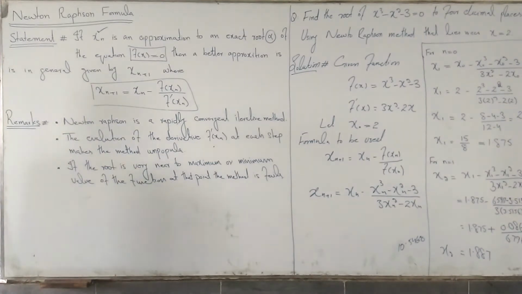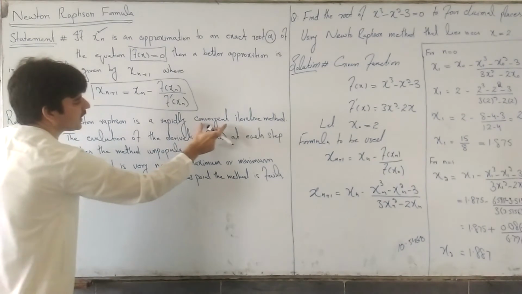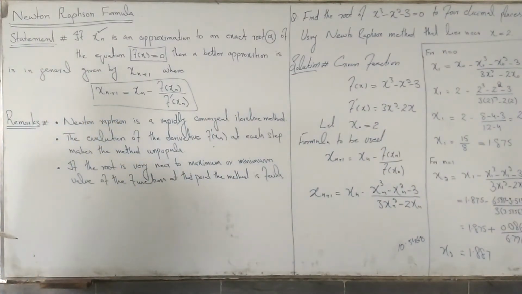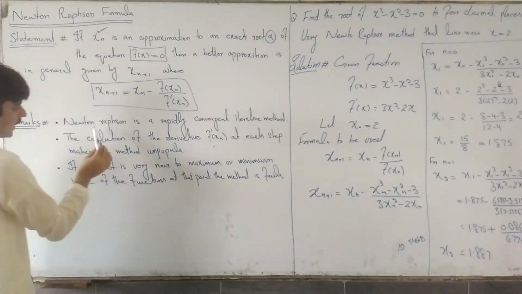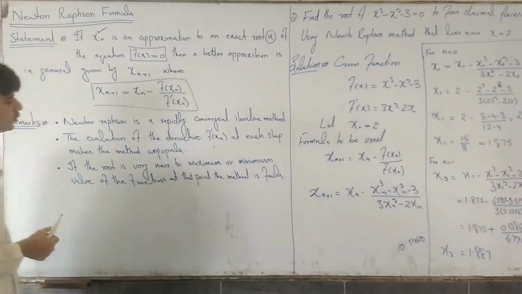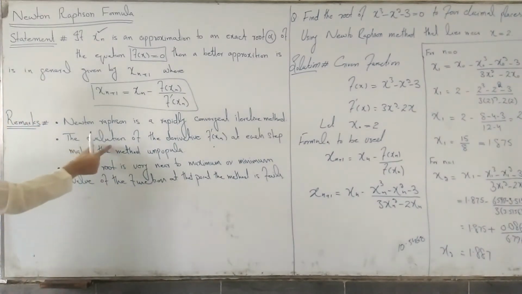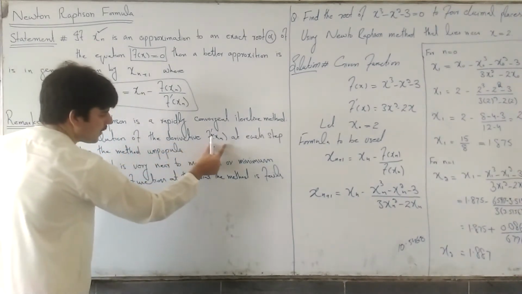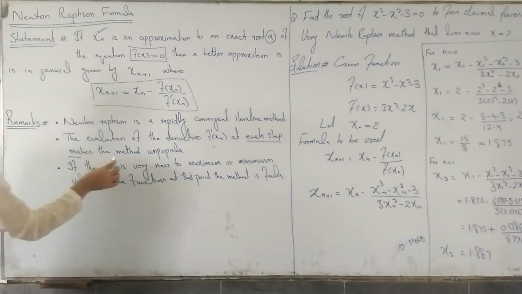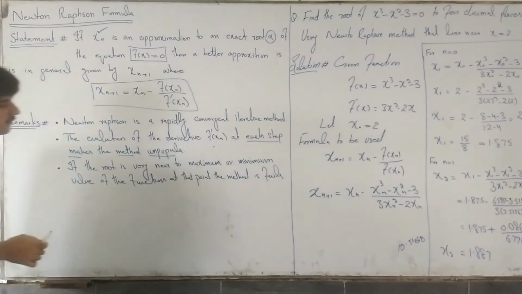There are some advantages and disadvantages of Newton-Raphson method. Newton-Raphson is a rapidly convergent iterative method. This means that Newton-Raphson rapidly converges to the exact solution. The evaluation of the derivative f prime of xn at each step makes the method unpopular.